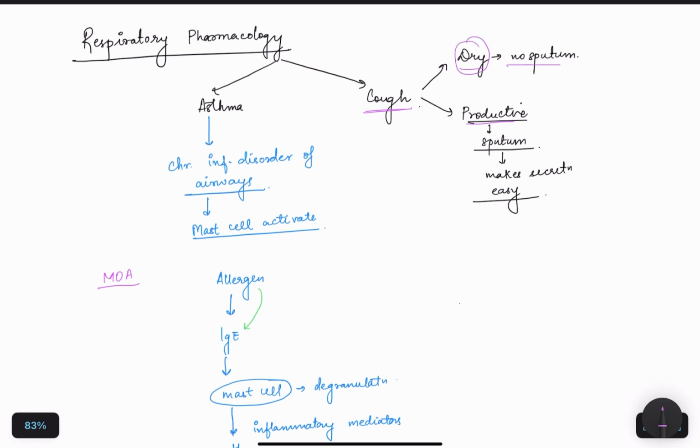We are saying dry because no sputum production takes place, and we are saying productive because sputum production takes place. In productive cough, basically, we try to expel the sputum. So we will focus on the treatment which will expel the sputum out of the body. Dry cough can be worse than productive cough.